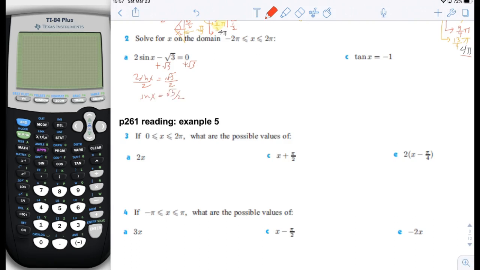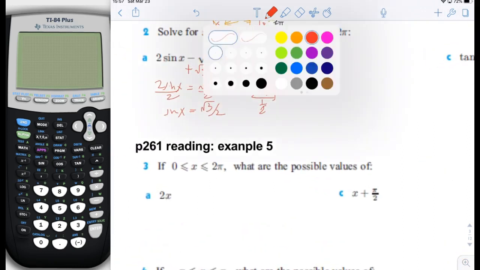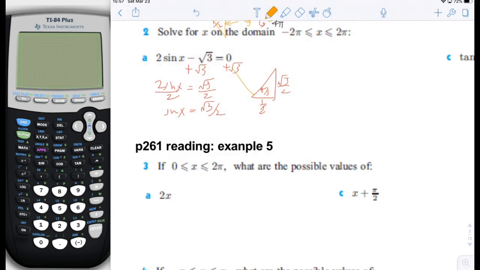And we know what angle gives us the sine of square root of 3 over 2. It looks like this. It's got square root of 3 over 2 on the opposite, and it's got 1/2 on the adjacent. And this is a 60-degree angle, also known as pi over 3. Okay? And we're looking for another triangle, maybe, that has the same sine, which is square root of 3 over 2. It's right here.